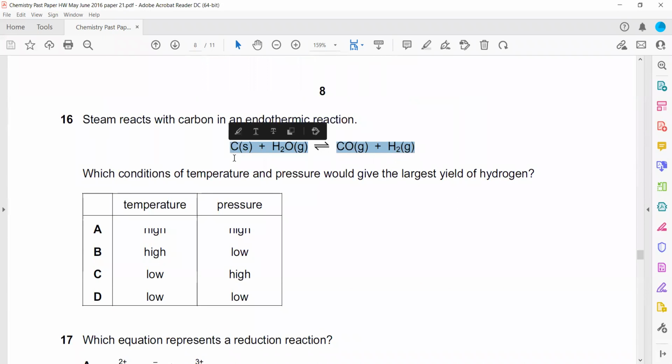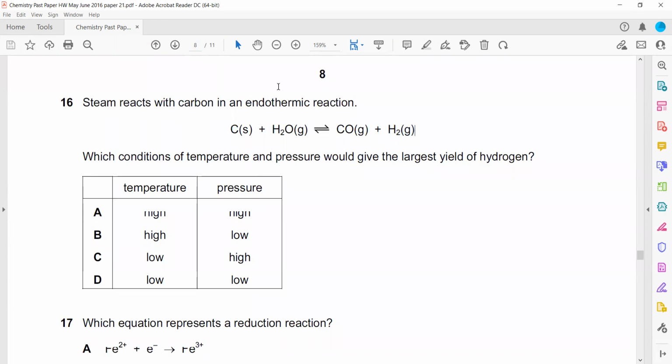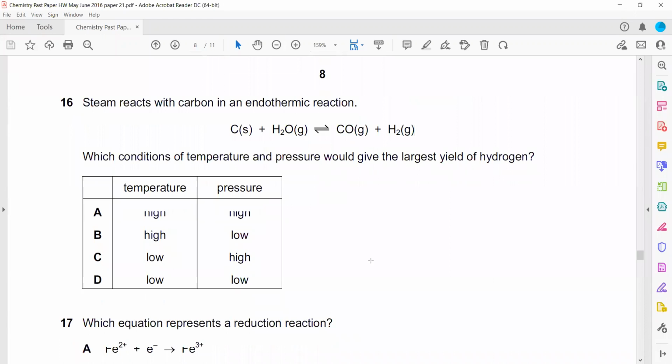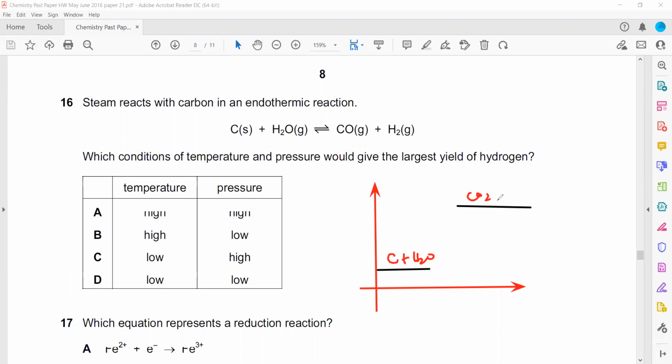This is about the reversible reaction. Steam reacts with carbon in an endothermic reaction. So endothermic reaction means when we draw the energy profile diagram, the reactants will have low energy and the product will have high energy. Which condition of temperature and pressure will give us the largest yield? Yield means amount of the product. So when we write carbon reacting with water, forms carbon monoxide and hydrogen.